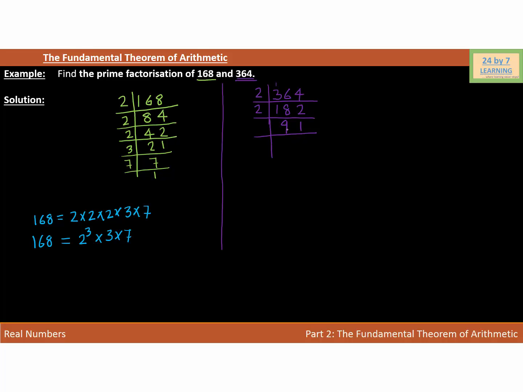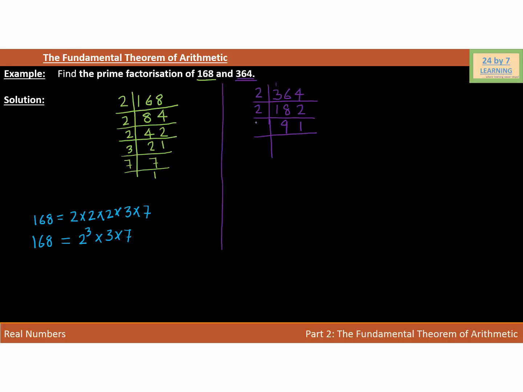Now, if you look at 91, 91 is not an even number. So I should try by 3. So I can divide 9 by 3. But then my remainder 1 is not divisible by 3. Another odd number, which is basically 5. But 91 is also not divisible by 5.